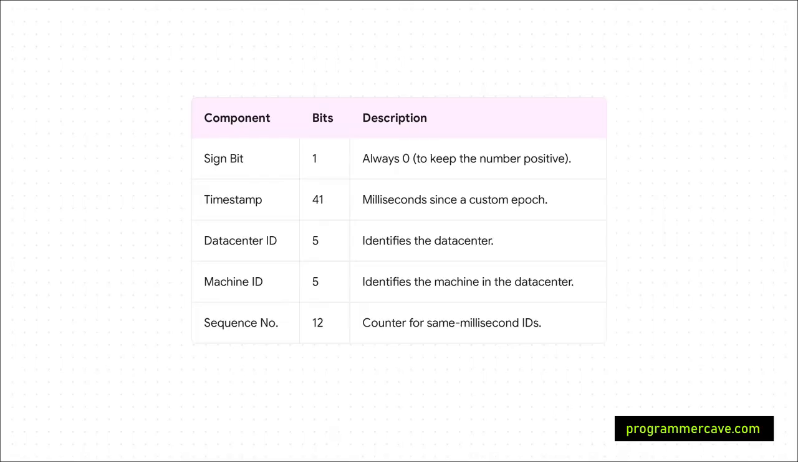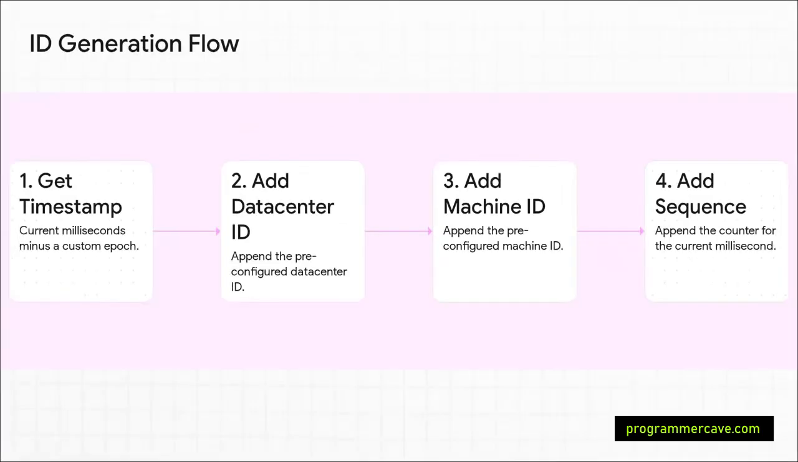And finally, those last 12 bits are a sequence number, which is our tiebreaker for any IDs created on the exact same machine in the exact same millisecond. And the process to generate one? It's beautifully simple. A server just takes the current time, subtracts a starting point we call an epoch, and then uses a super fast operation called bit shifting to slide those numbers into their designated slots.